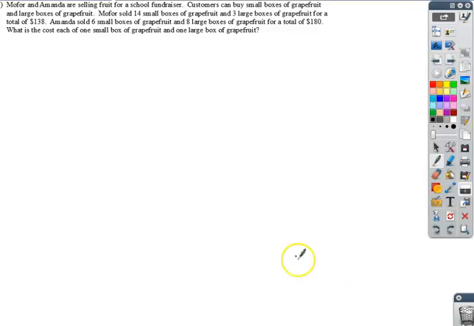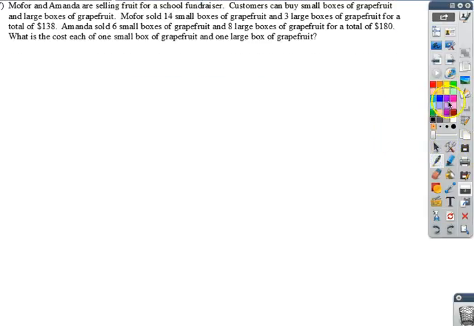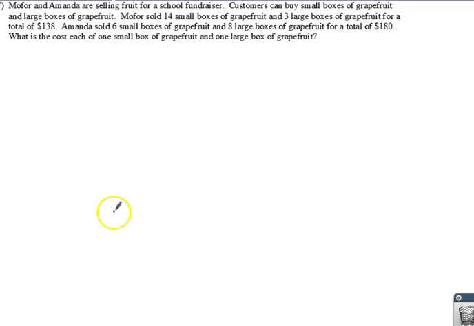So this next problem, I'll give you a second to read this. I'll leave it expanded a little bit so you can read it better. Alright, so we are buying grapefruit. With this grapefruit, it's large and small boxes of the grapefruit. So, I'm going to do S for small and L for large. Now, you could use X and Y. You can do whatever you want.